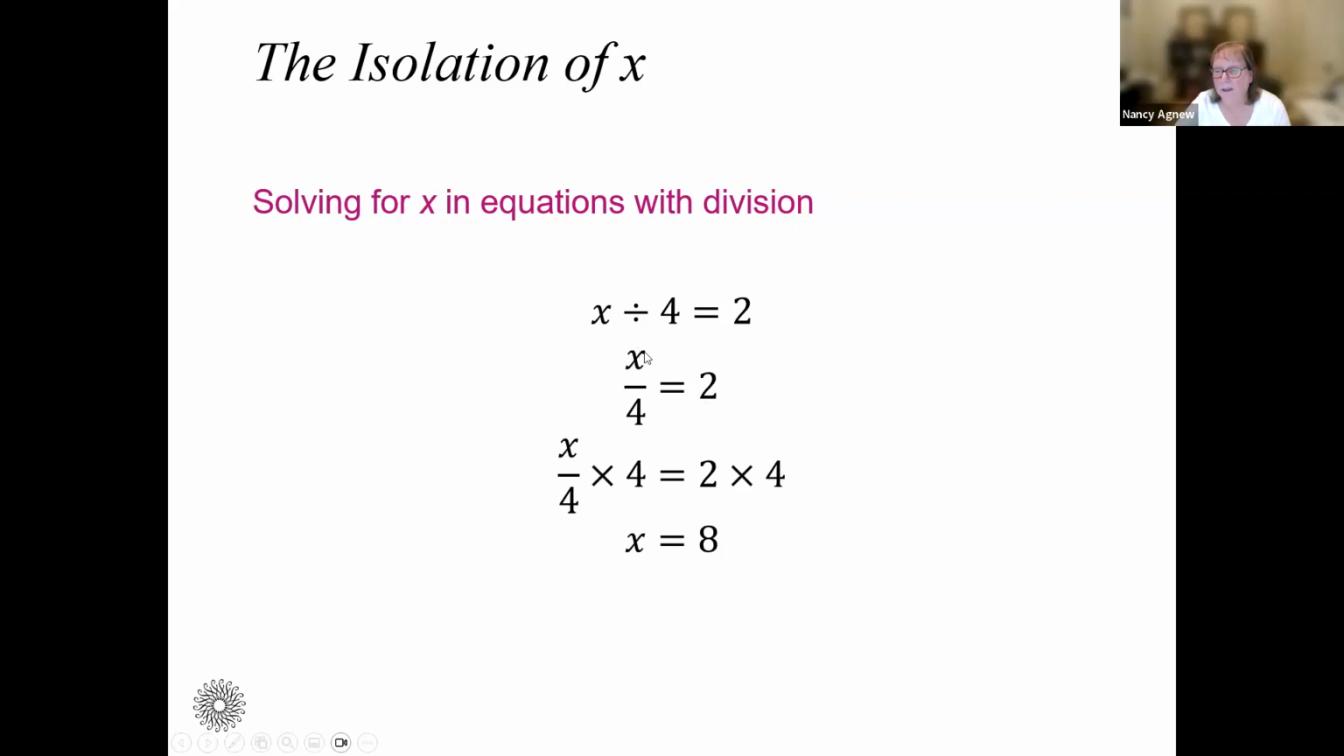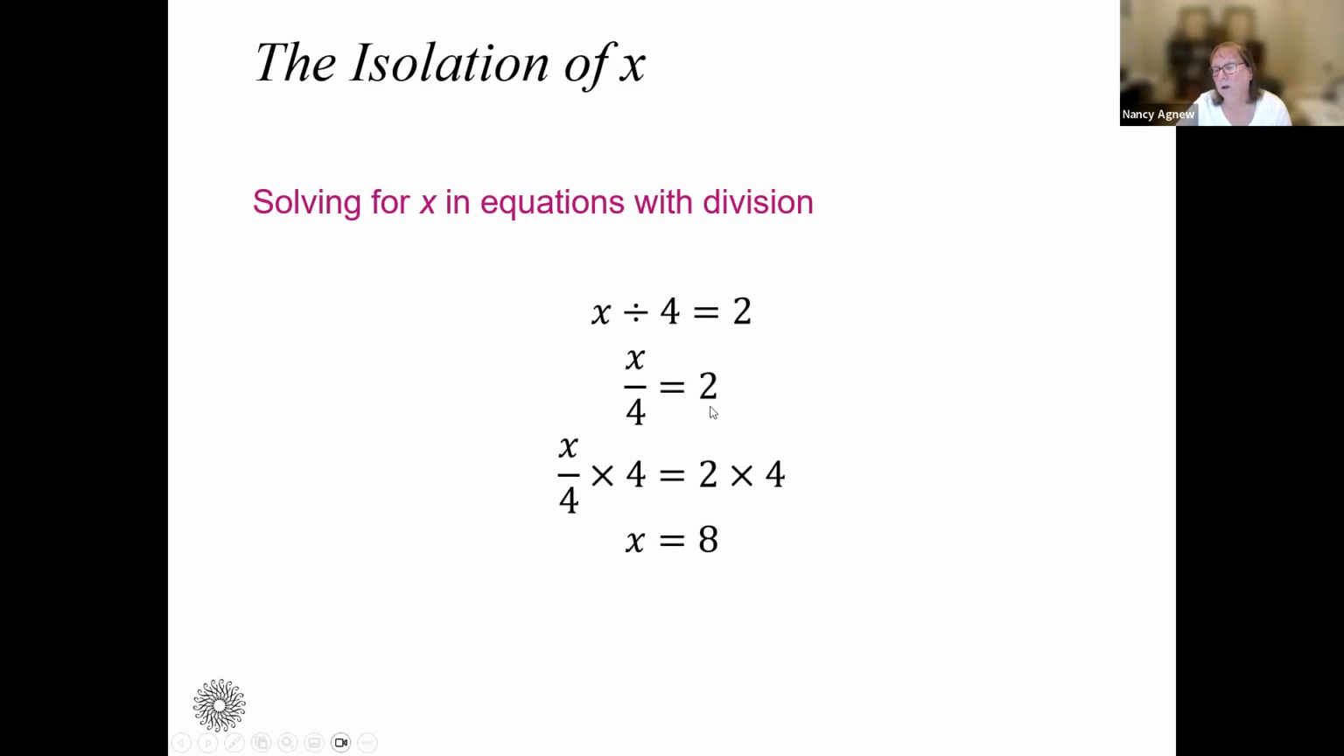So I know when I look at this, that x divided by 4 in a fraction form, if I multiply this side by 4, creating 4x over 4, I know that 4 over 4 is equivalent to 1, and that allows me to isolate x. So on this side of the equation, we're going to multiply by 4. So 4 times x over 4, as you see down here.